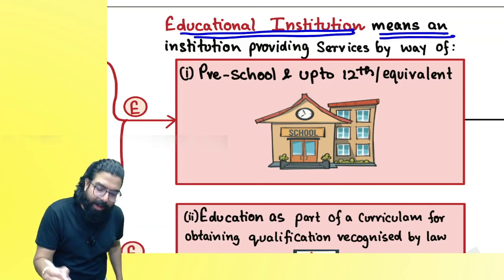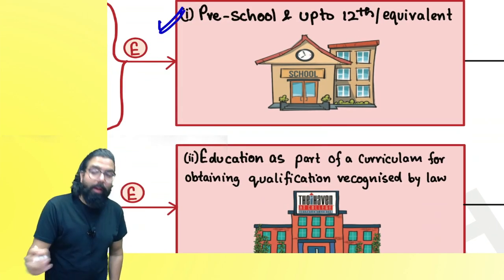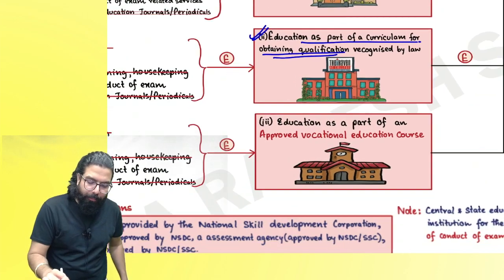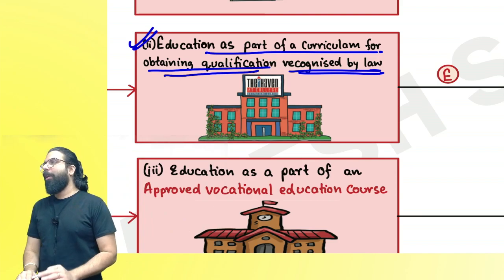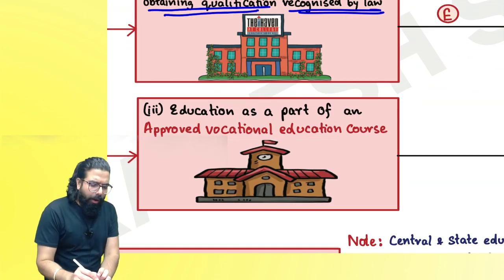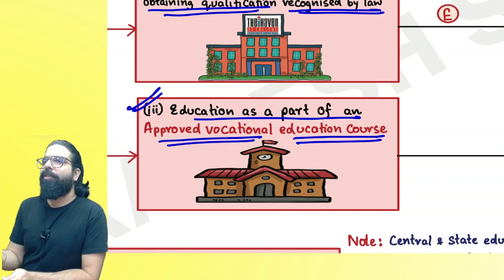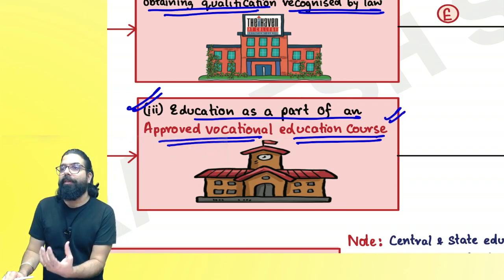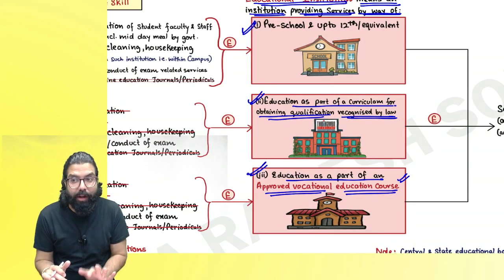An educational institution means any institution providing services by way of preschool up to 12th, or education as a part of a curriculum for obtaining a qualification recognized under law, basically degree colleges and post-degree colleges. Yes or no, everyone? Or you are providing education as a part of an approved vocational education course, like industrial training institutes, which give vocational courses so that people can learn those courses and get some employment. All these three are known as educational institutions.